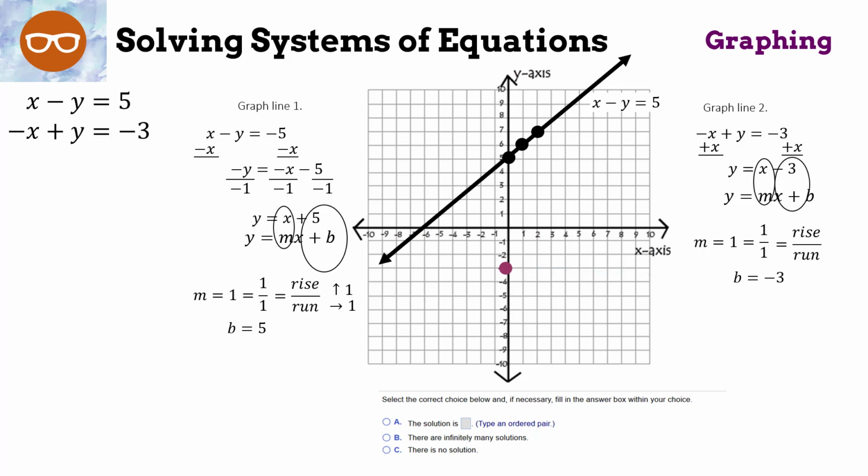Now, we're going to follow our slope. And our slope says we're going to go up 1 over 1 from our y-intercept. So let's do it. Up 1 over 1, up 1 over 1. Cool. And then we're going to label it. Interestingly, these two lines have the same slope, but different y-intercepts. That tells us they're parallel. So select the correct choice below. If necessary, fill in the answer box within your choice. Well, this one's going to have no solution because they're parallel and they'll never intersect.